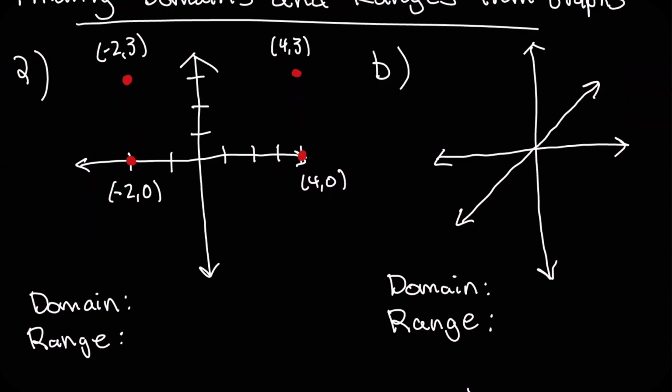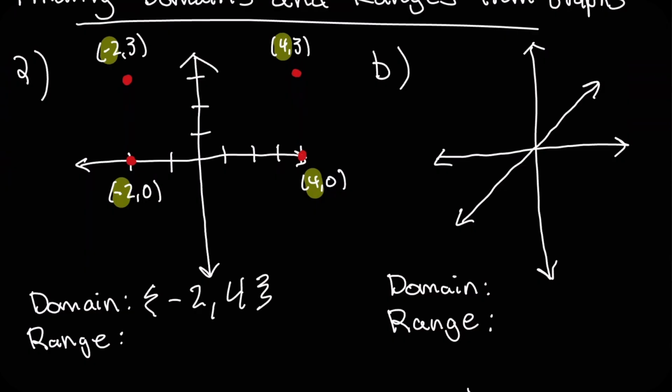What are our x values? Well, we have a -2, a -2, a 4, and a 4. And we don't need to write the repeat numbers. So going from smallest to biggest, we have -2, comma 4.